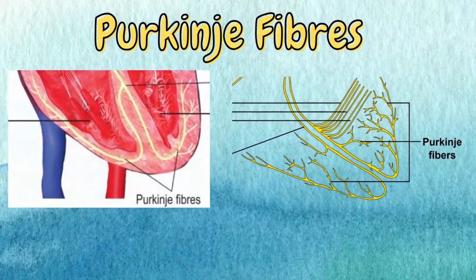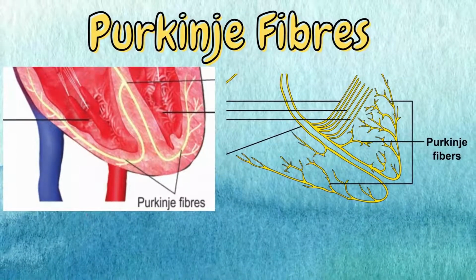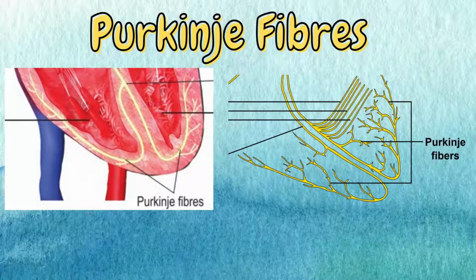Lastly, these are the Purkinje fibers. On the right, you can see it with the cardiac muscle, on the left without. So it's basically these yellow lines.